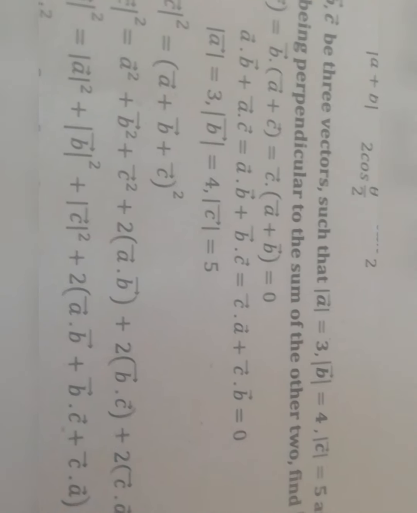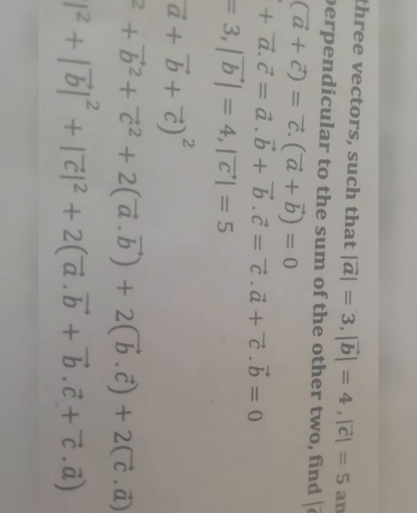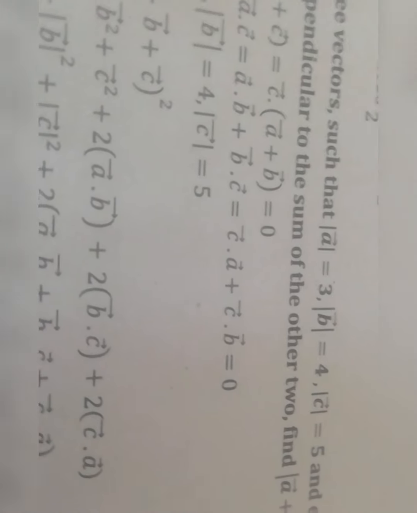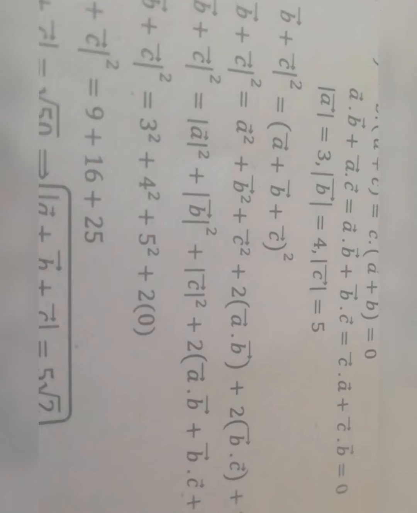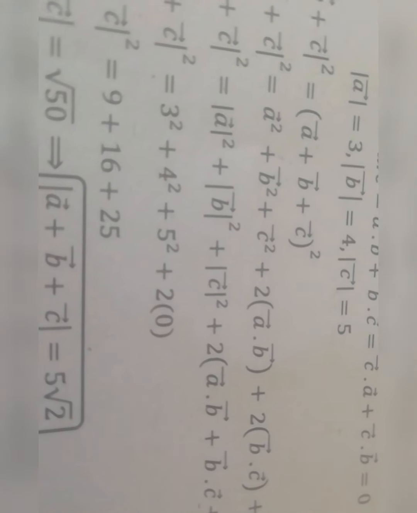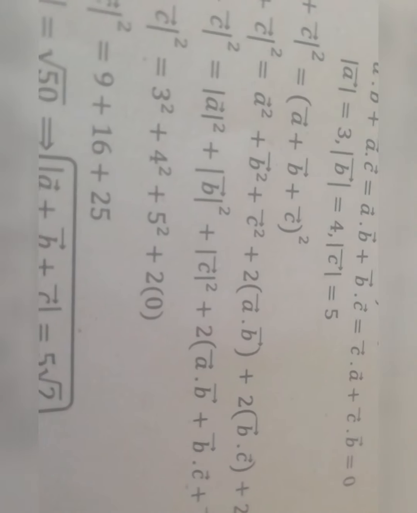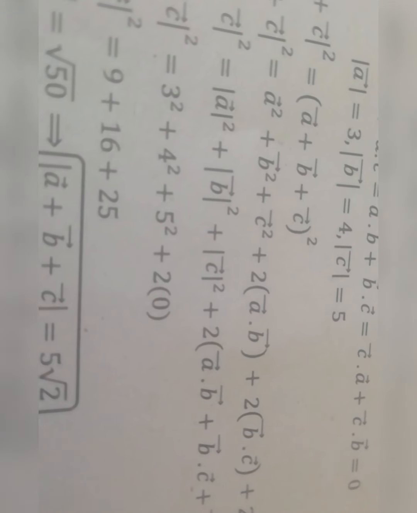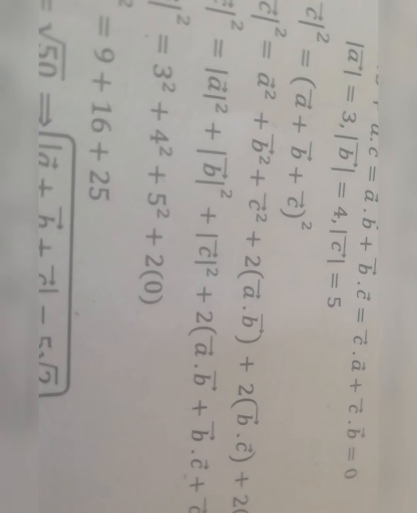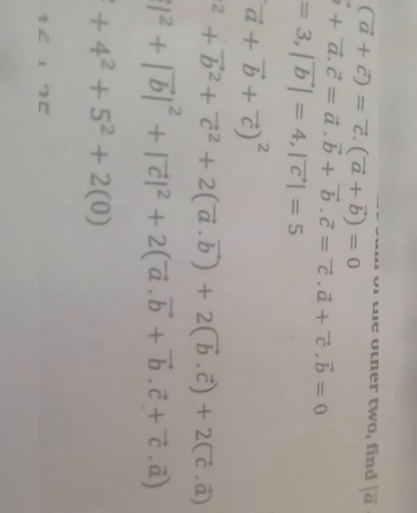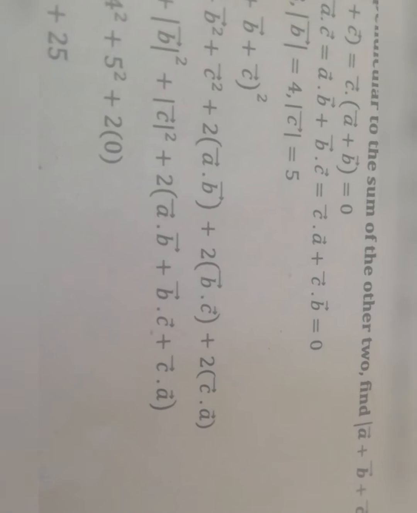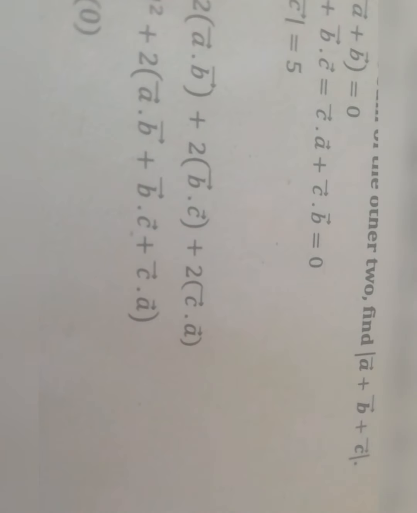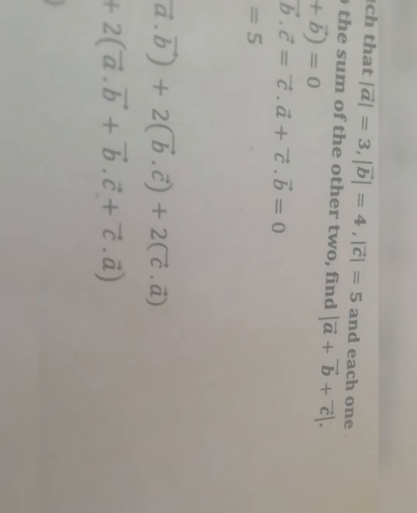See, what's given? Modulus of A vector is 3, modulus of B vector is 4, modulus of C vector is 5. So we can take the formula for (A plus B plus C) whole square. What is (A plus B plus C) whole square? A square plus B square plus 2AB plus 2BC plus 2CA. In vector form, A vector plus B vector plus C vector whole square is A vector square plus B vector square plus C vector square plus 2 A vector dot B vector plus 2 B vector dot C vector plus 2 C vector dot A vector.